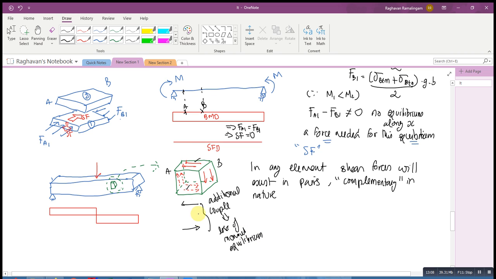So therefore, to prevent the loss of moment equilibrium, you will have additional shears developed, which will counteract the couple caused by this and this, and now you will have moment equilibrium, and therefore this will make sure that moment equilibrium is maintained.